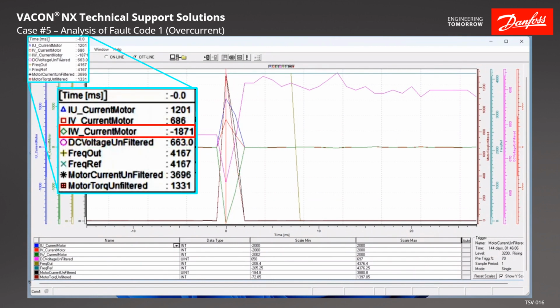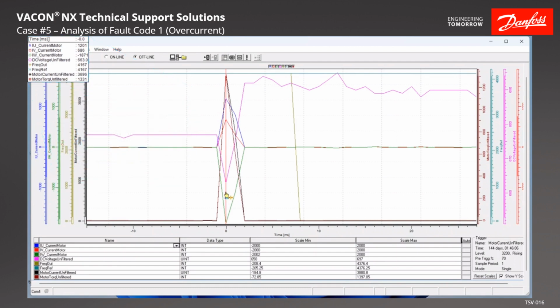Our peak current is at about 190%. We're at 41 hertz. The motor current is 369 amps, so that is above the drive rating. I said the drive rating was 300. We look at DC bus voltage.